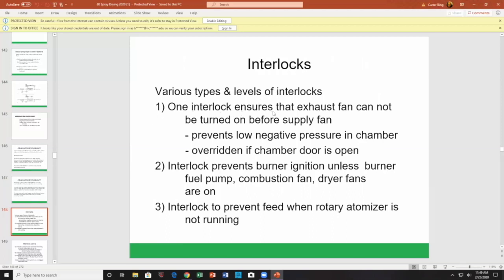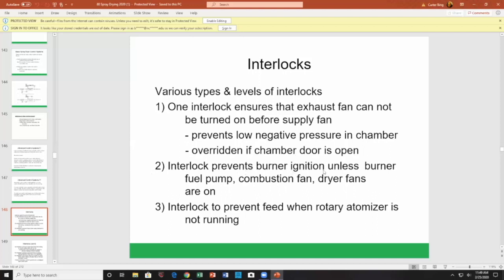One interlock ensures the exhaust fan cannot be turned on before a supply fan. If the exhaust fan is turned on, this will create a negative pressure in the chamber. And of course, it might be overridden if the chamber door is open.